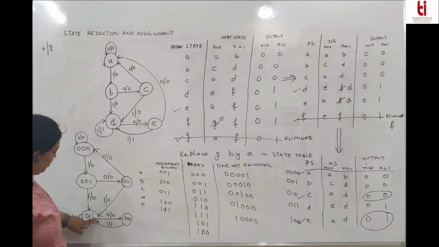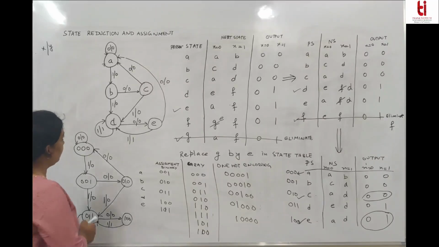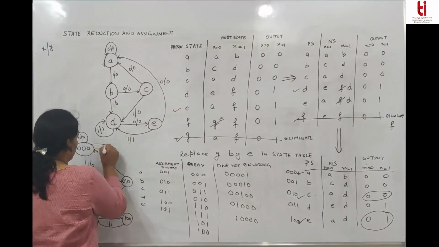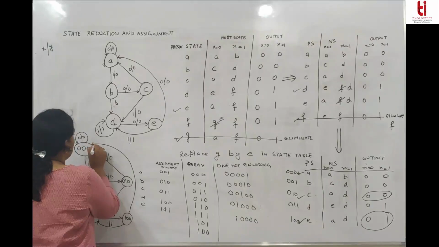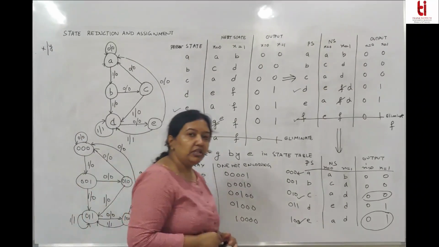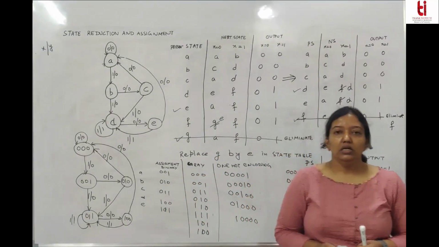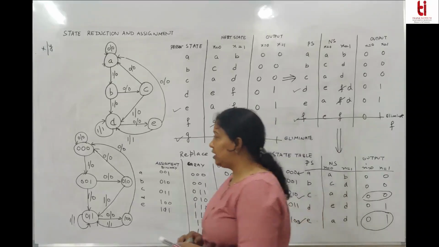Now we are in this state. For input 0, it goes to this state. For input 1, it remains within the same state. Now here, for input 1, it goes to this state, and for input 0, it goes to the initial state. So this is the state diagram with state assignment. This is how we do the state reduction and state time.